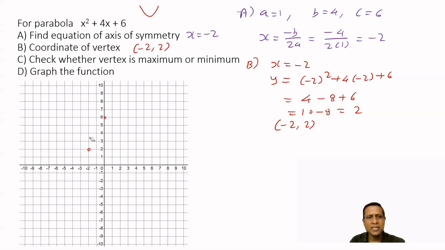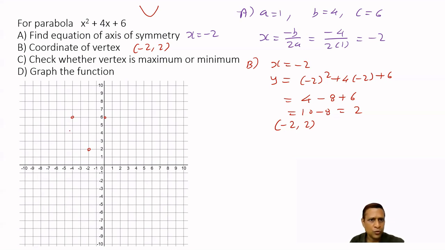Now this function will be symmetrical. It means from here to here, this distance is 2 units. And this is the axis of symmetry. And this distance is 2 units, so this distance is also 2 units. So here we will have 1 point over here. Correct.